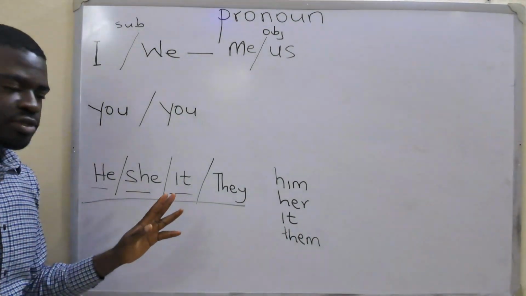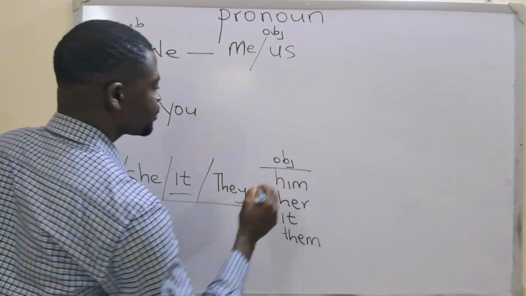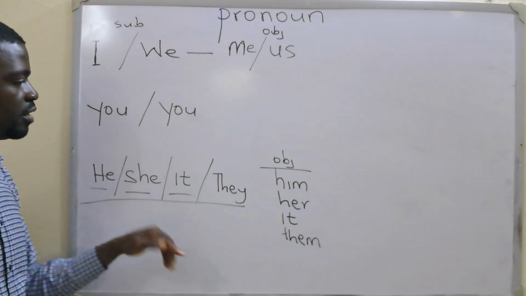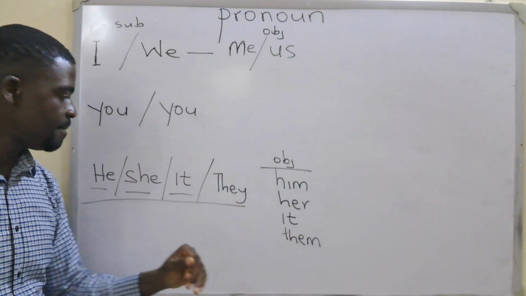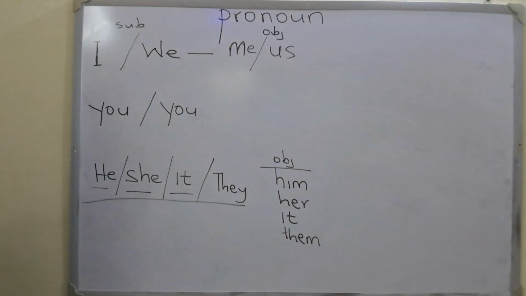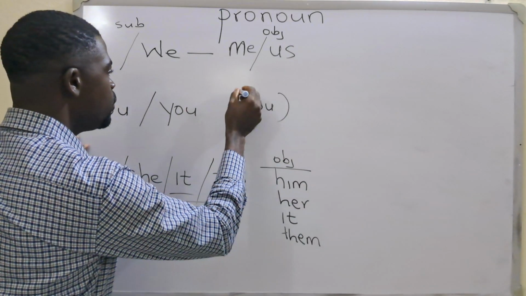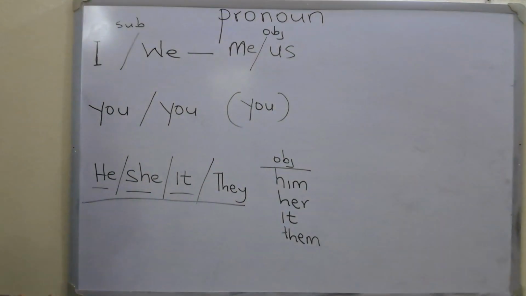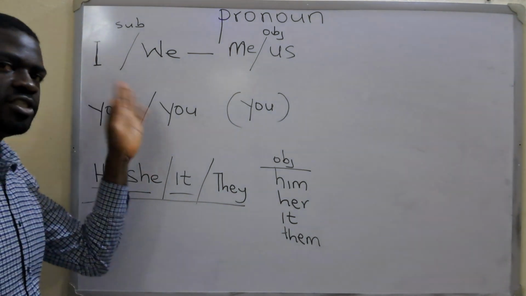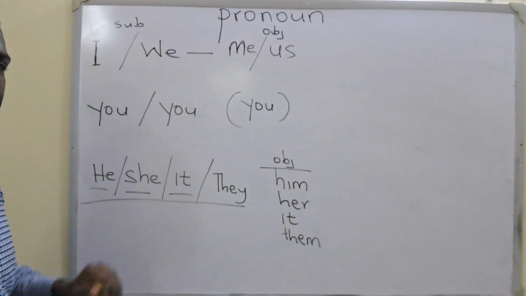So in the object position, remember this is object position. In the object, he will become him, she will be her, it stays the same, they, which is the plural form of all of this, becomes them. It is only you that stays the same, doesn't change. So we have you, always you. Good.